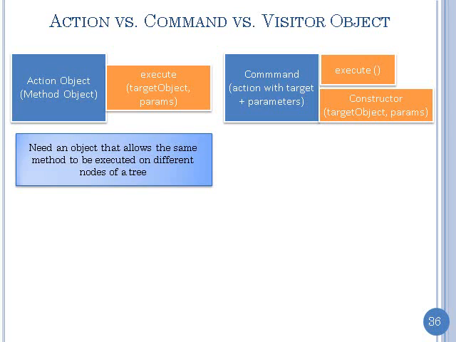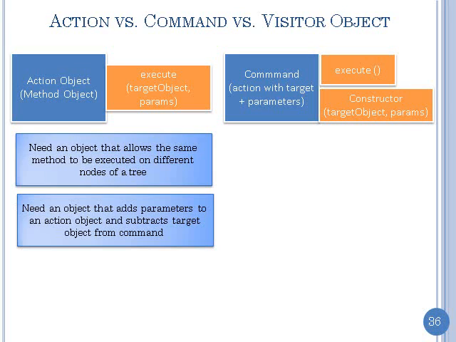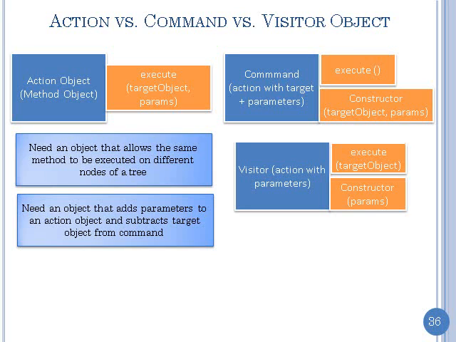So what we want to do is take out the parameters choice from an action object and add the target object choice to the execute method. Okay? So we need an object that adds parameters to the action object and subtracts the target object from the command object. And what kind of object might you call this? Visitor object? Okay. So it's being used to visit different nodes in a tree, and it's going to take the target object as an argument to execute, and its constructor will take just the parameters and not the target object and parameters. Okay? That's our visitor object.